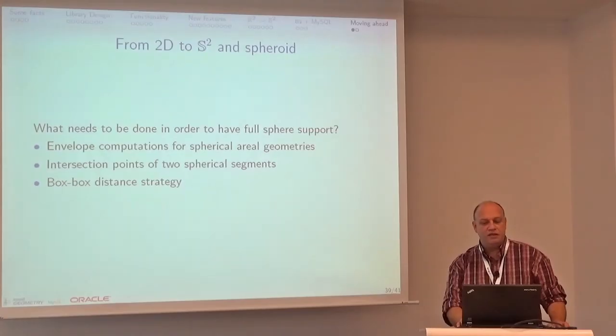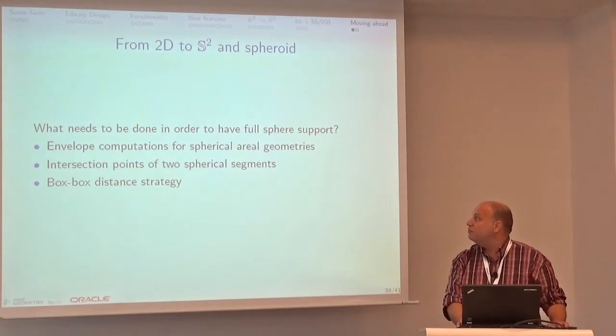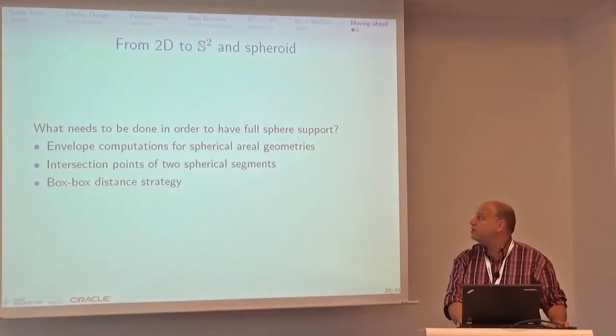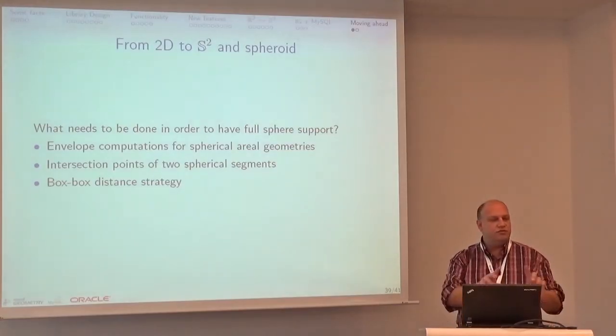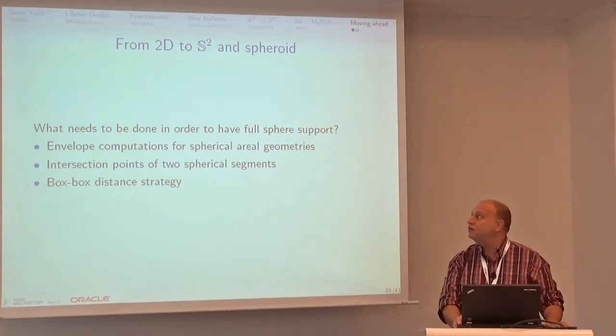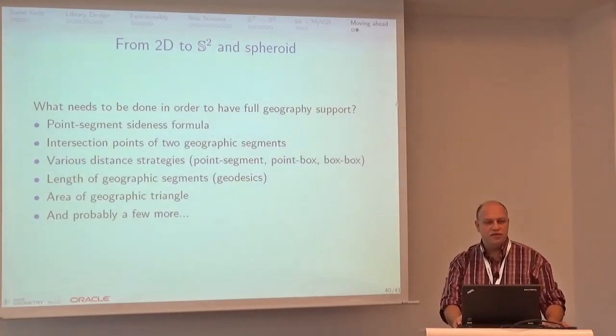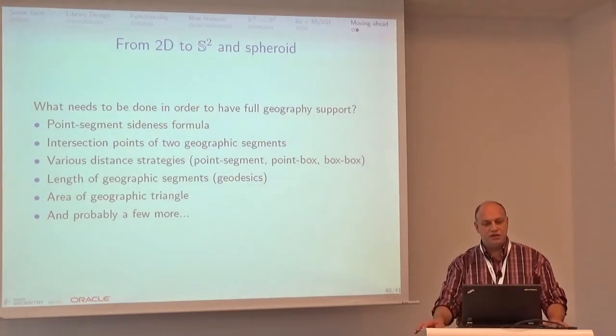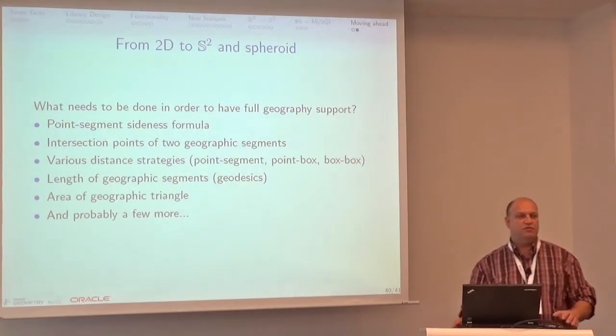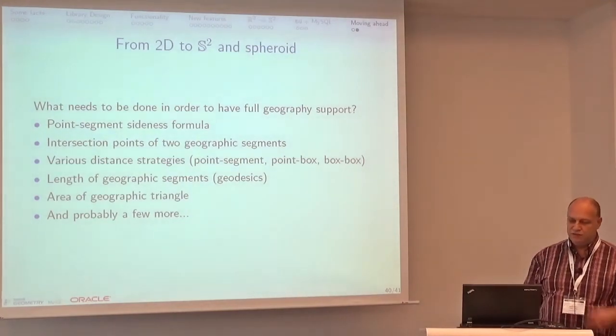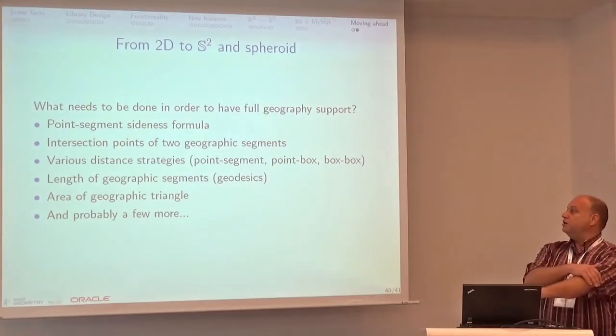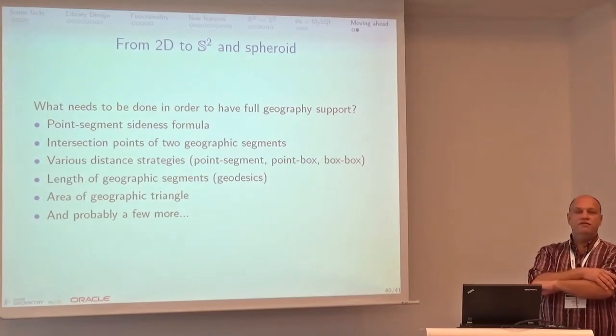So there are quite a few things to be done in order to feel fairly complete in terms of sphere and spheroid support. We need to finish up envelope computations. We need to be able to compute intersection points of 2 spherical segments. And we need to be able to compute the distance between 2 boxes on the sphere. And then in geography, there are quite a few more things. We need point-segment distances. We need, again, intersection points. More things on distances. And we also need to be able to compute some lengths of segments, which is not obvious yet. And areas of geographic triangles, and I'm sure there are quite a few more.